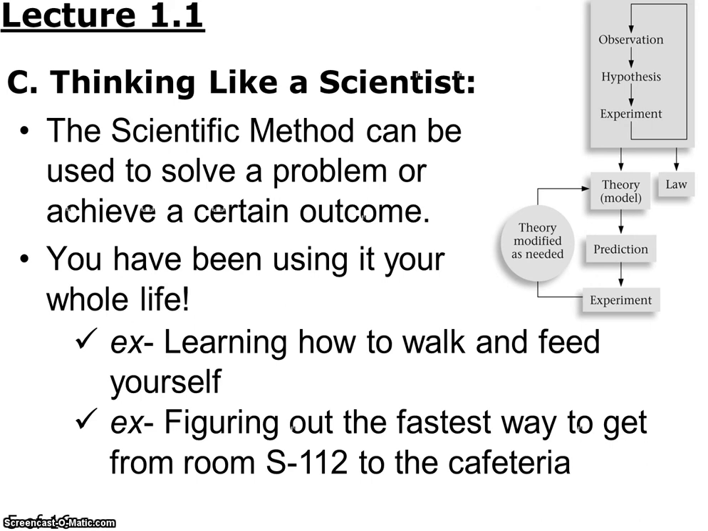For example, an engineer may build a device to try and solve a problem. A pharmaceutical company may develop a certain drug or medication to try and cure a disease. So both of those examples involve use of the scientific method. You've actually been using the scientific method your whole life. For example, learning how to walk and to feed yourself, you had to use the scientific method, and figuring out the fastest way to get from my classroom in room 112 over to the cafeteria.